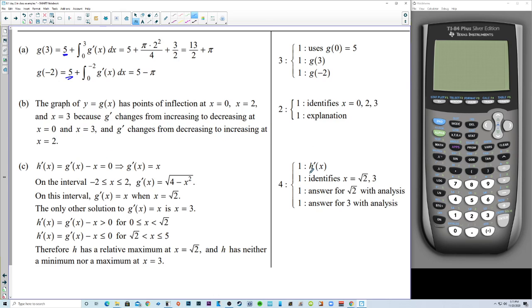One for actually writing h prime of x is g prime of x minus x. Identifies the two places where h prime of x is going to be 0. Answer for square root of 2 where you have a maximum at square root of 2, and answer for 3 with analysis saying that at 3 there's neither at that value.